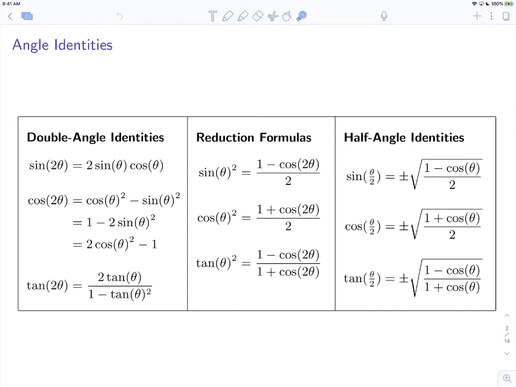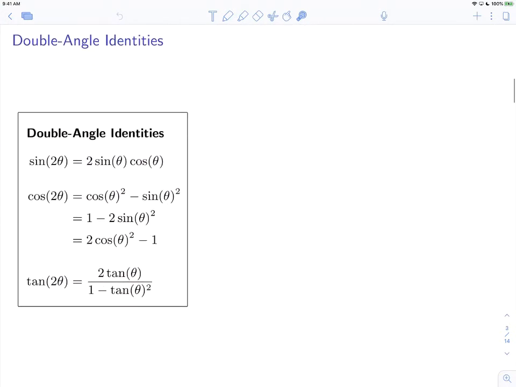The half-angle identities allow us to re-express sine, cosine, or tangent at theta over 2 in terms of the angle theta. All of these can be re-expressed in terms of cosine theta. We have three categories of identities, all of which are closely related to one another. We'll discuss them each individually. Let's start with the double angle identities.